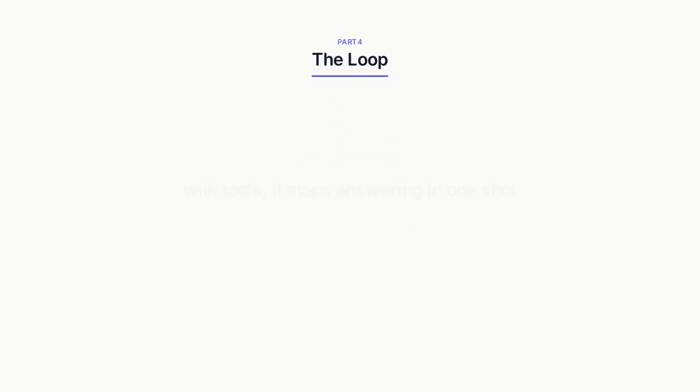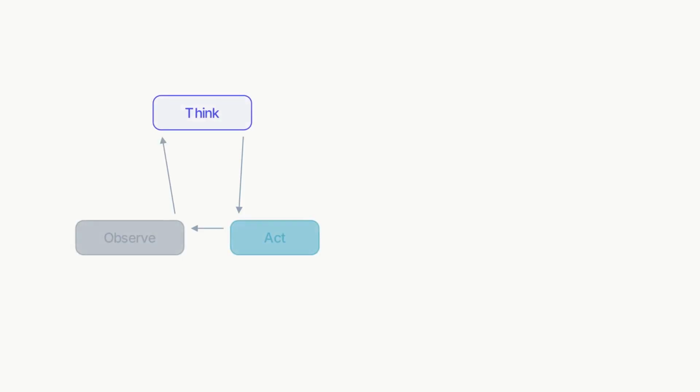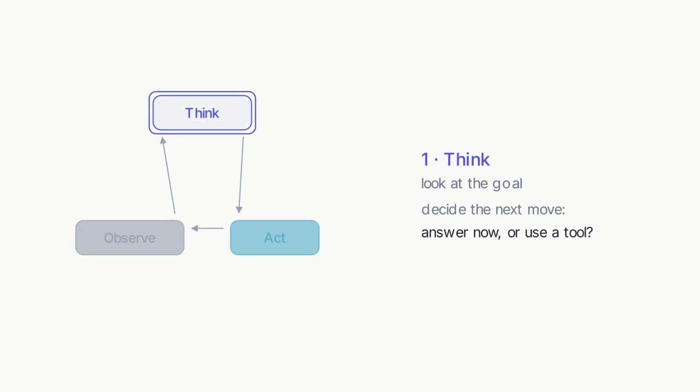Part 4, the loop. Here's the single most important pattern in all of agentic AI. Once a model has tools, it stops answering in one shot and starts working in a cycle. 3 steps repeated. Step 1, think. The model looks at the goal and at everything it knows so far and decides what to do next. Can it answer already? Or is it missing something it can't get on its own? Maybe it needs to look a fact up or run a calculation first. This is the reasoning step, the model planning its very next move.